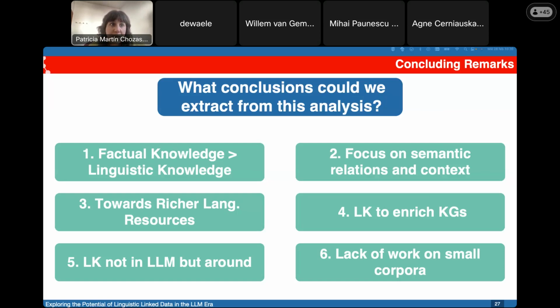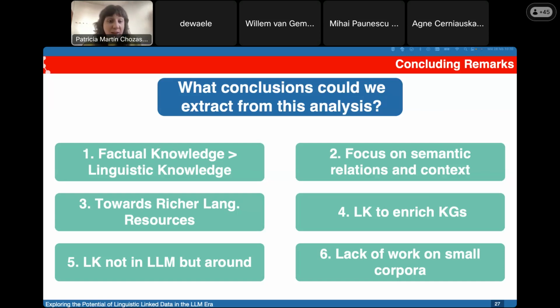Which leads me to the third conclusion, and that is that I think that within this LLM landscape, we need to generate richer language resources and linguistic resources. So maybe traditional resources such as glossaries and taxonomies are not really useful. Maybe what we need to do is to enrich our resources with semantic relations, contextual knowledge, usage notes, hierarchical relations, and other domain-specific relations that can be useful for LLMs.